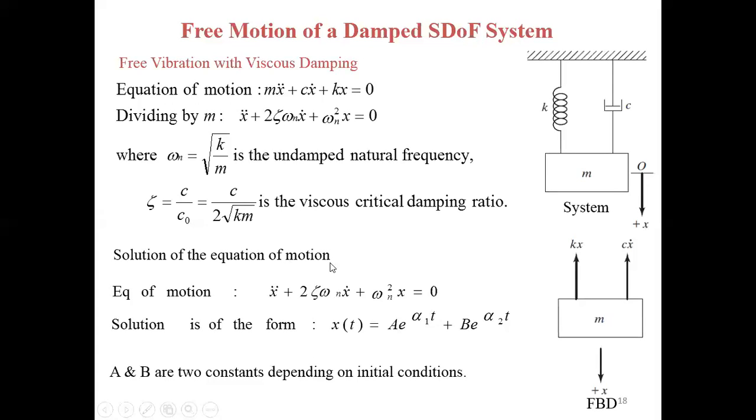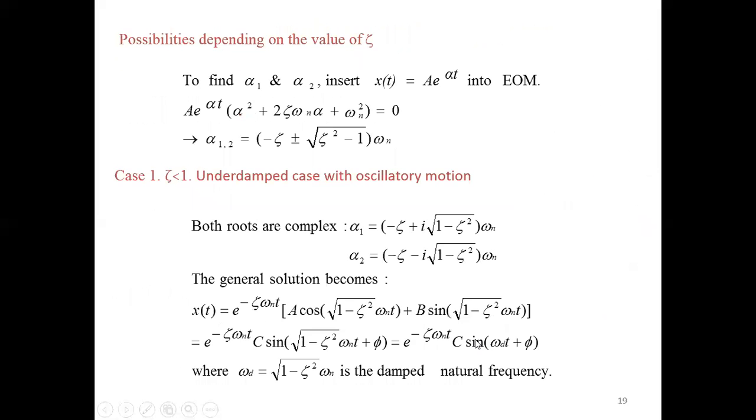So the solution of the equation of motion, x with respect to time, is equal to a e raised to alpha 1 t plus b e raised to alpha 2 t, where a and b are two constants depending on initial conditions. There are possibilities depending on the value of zeta to find alpha 1 and alpha 2. If we want to find the value of zeta, we have to find alpha 1 and alpha 2 and insert them in the equation of x with respect to time. So there are two possibilities.